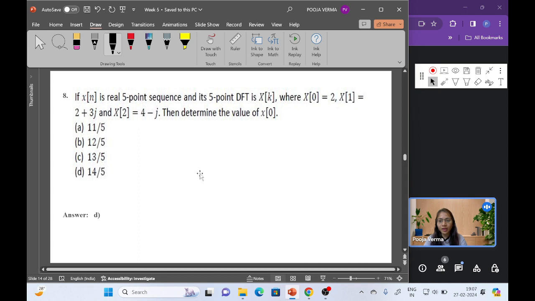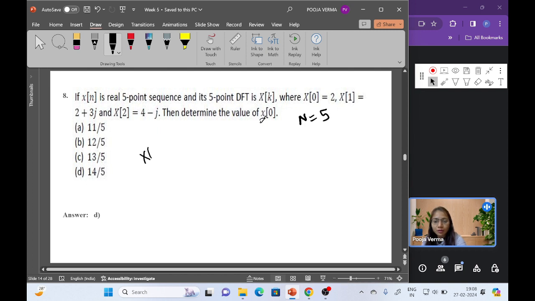If x of n is a real 5-point sequence and its 5-point DFT is x of k, where X of 0 is equal to 2, X of 1 is equal to 2 plus 3j, and X of 2 is equal to 4 minus j, then determine the value of x of 0, that is small x of 0. So this will be the inverse DFT. Already X of 0, X of 1, X of 2 are given. This is a 5-point DFT, so we need to find X of 3 and X of 4 also.